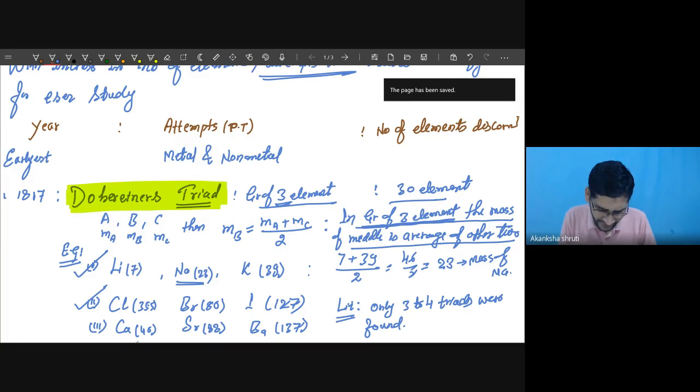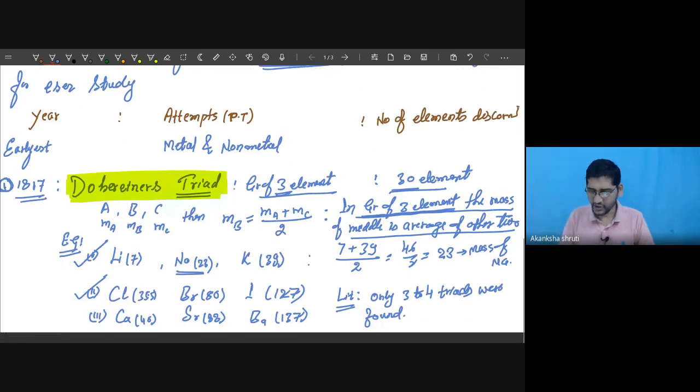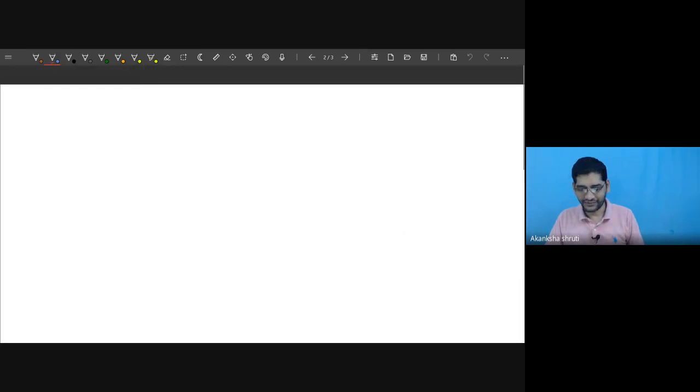It was the very first attempt, in 1817, when 30 elements were known, and it was Dobereiner's triad. So what is the advantage or credit that goes to Dobereiner's triad? It was considered the first attempt to classify, though it was not successful. He could not give the periodic table. The first successful classification, the credit goes to Mendeleev.